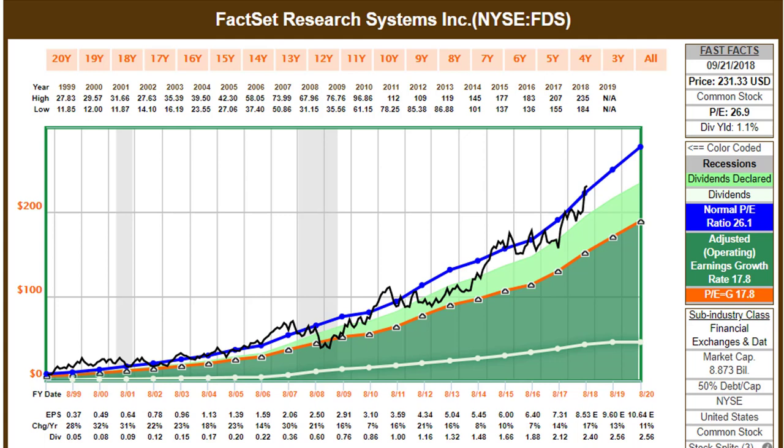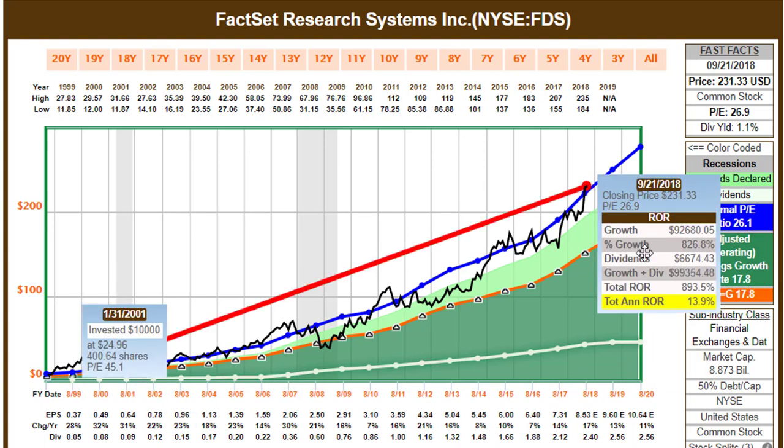Now, in closing, and to summarize what I'm trying to illustrate here, I'm not really talking about whether it's SBUX or Campbell Soup, and now I've got FactSet Research Systems on here. What I'm really talking about are the principles of time in the market versus valuation. Both of these are extremely important. If I take a look at FactSet, for example, and I purchased this company on January 31st, 2001 at a PE ratio of 45.1, that's a very high multiple. This is a company that's grown at 17.8%, and I hold that all the way to yesterday's close.